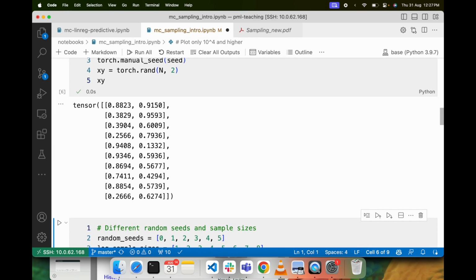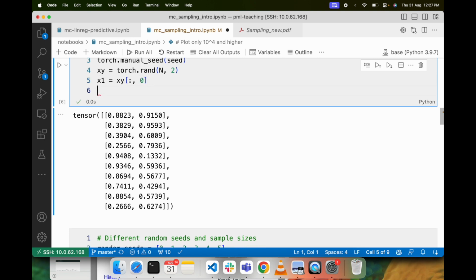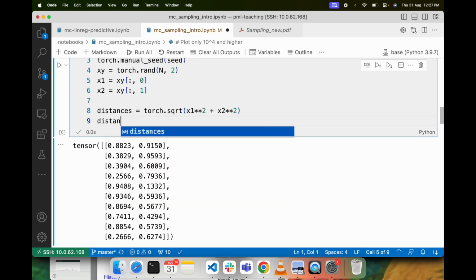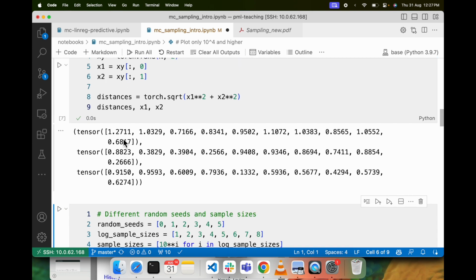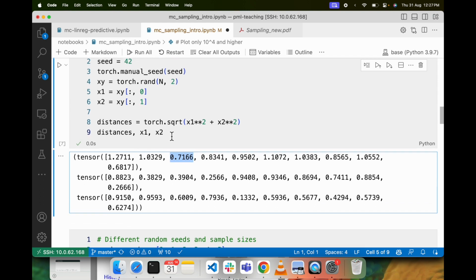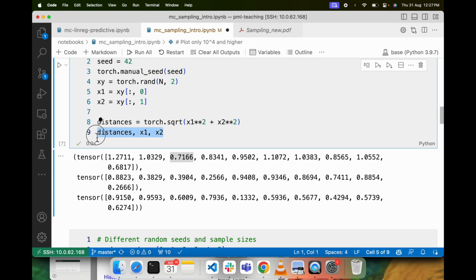We get these 10 samples, right? For each of the samples, now you can see whether x1 squared plus x2 squared is less than or equal to 1. So to make it easier, I can write x1 equal to xy of 0, and x2 equal to xy of 1, and you can compute distances equal to x1 squared plus x2 squared, right? And we can just then look at distances, comma, x1, comma, x2, right? So some of these values, 0.76, 0.83, 0.95, some of these values are less than 1, some of these values are greater than 1. What you could also do is to plot them using different colors within a circle.